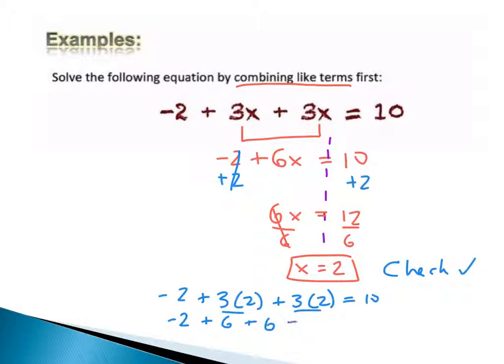Negative 2 plus 6 equals 10? Now I have addition and subtraction. Negative 2 plus 6 is 4, because the 2 is negative. Then 4 plus 6 is 10. Does it equal 10? Check, please. You bet it does. So that means my solution of 2 is a correct solution.